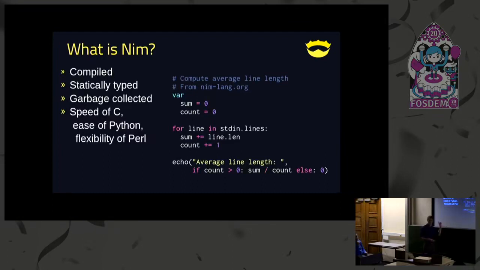I also included here a quote that I had last year: the speed of C, ease of Python, and flexibility of Perl. I thought this was something that Andreas, the creator of NIM, said. Apparently not. And now I've seen it attributed to me in other presentations. So apparently that's a quote of my own.